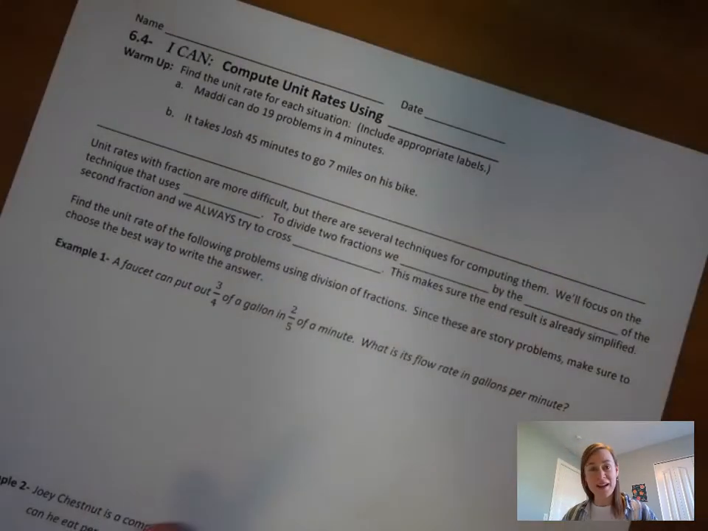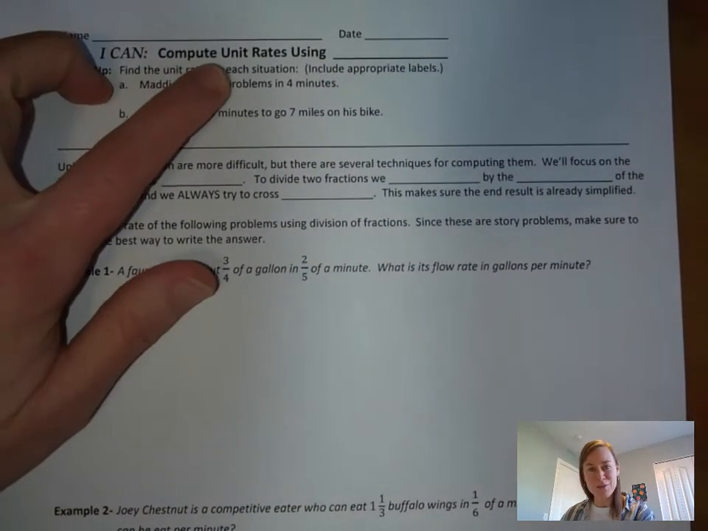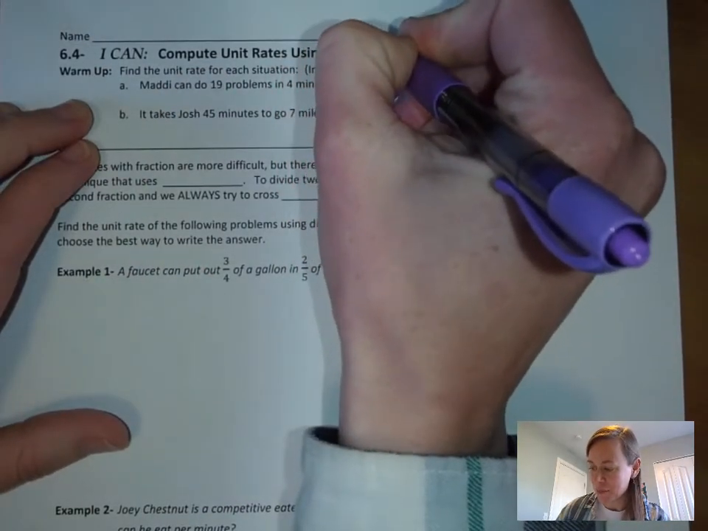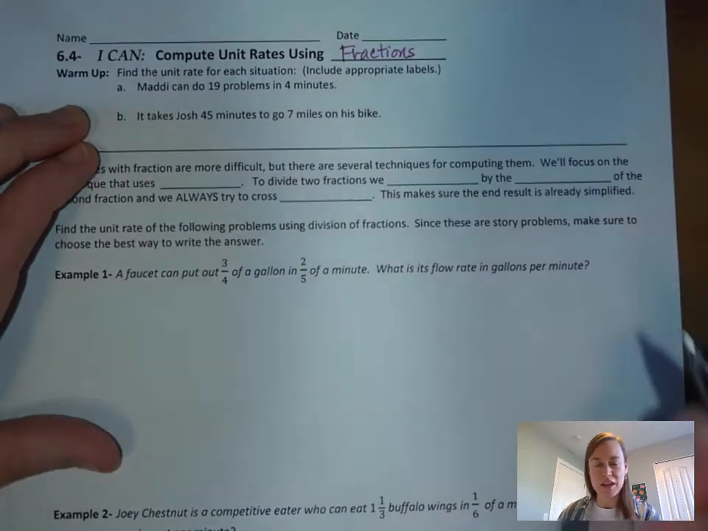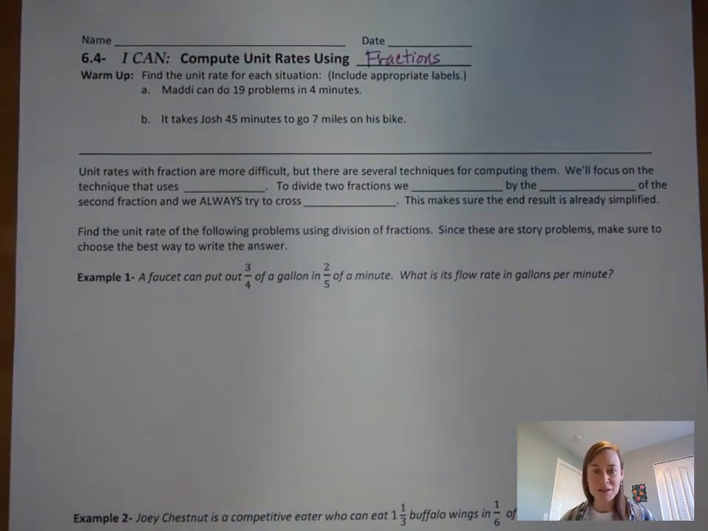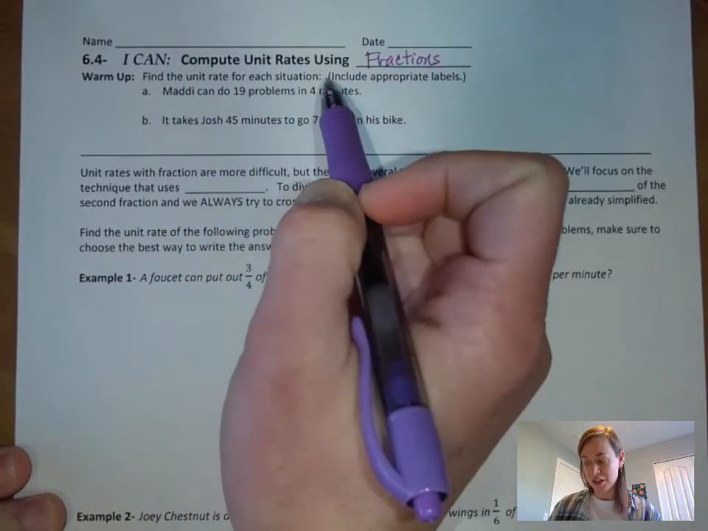So first, our I can statement. I'm sure you can guess what it's about to say since I just said it. I can compute unit rates using fractions. So this is going to be pretty much exactly what we did yesterday, except the numbers aren't going to be whole numbers. They're going to be fractions. So we're going to be dividing by some fractions today. And I'll give you a refresher on how to do that in case you've forgotten. First, let's look at the warm-up. It says find the unit rate for each situation.